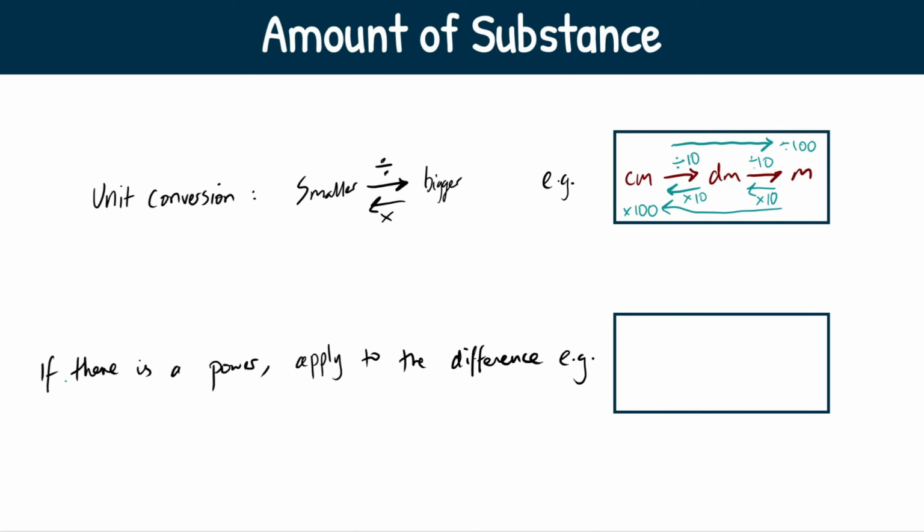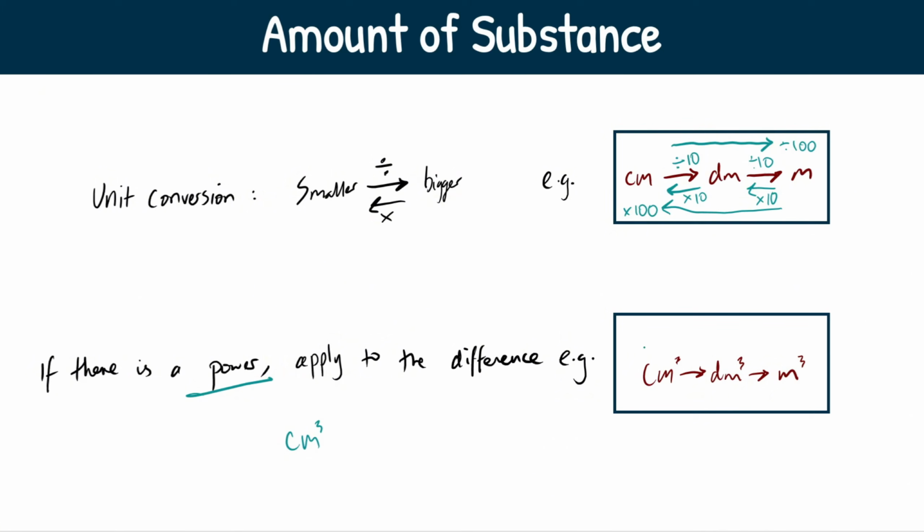Now, this is really important to remember. If there is a power, so for example, we're going to use the example in a second of centimeters cubed, you apply that power to the difference. Okay, so I'll explain what I mean. Let's get my thing on the page again. Centimeters to decimeters to meters. This is going to be cubed, this is going to be cubed, and this is going to be cubed because we're dealing with volumes primarily for this sort of unit, right?